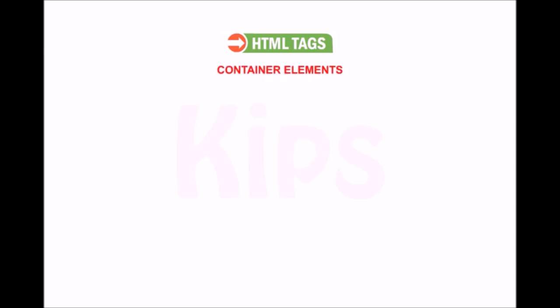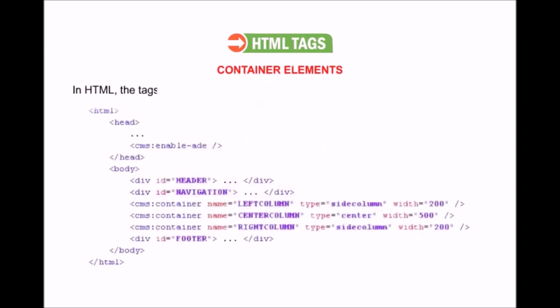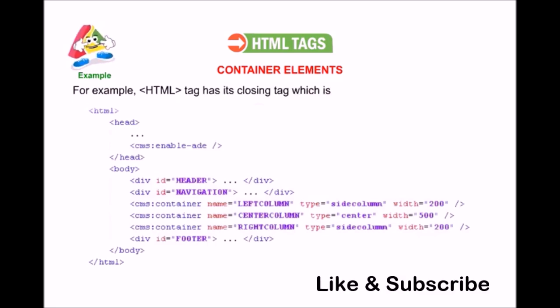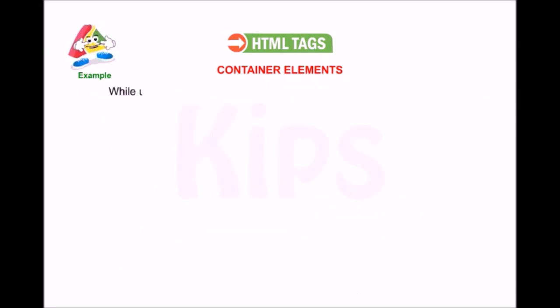Let's talk about container elements. In HTML, the tags that include both on and off tags are called container elements. A tag is opened using opening angle brackets and closed using closing brackets. For example, the HTML tag in angle brackets has its closing tag, which is angle bracket, slash, HTML, angle bracket close, and attributes as well. While using tag sets as containers, we should always balance the flow.